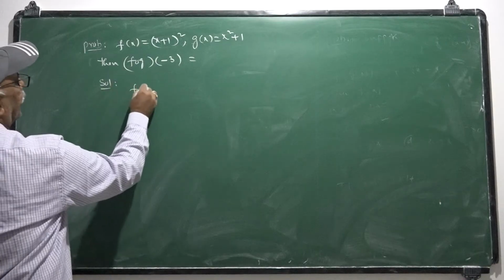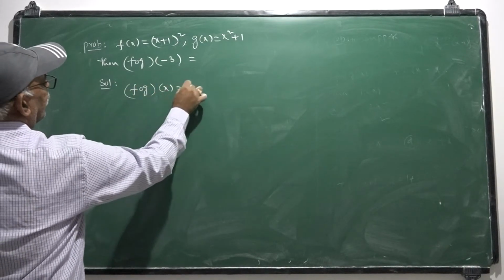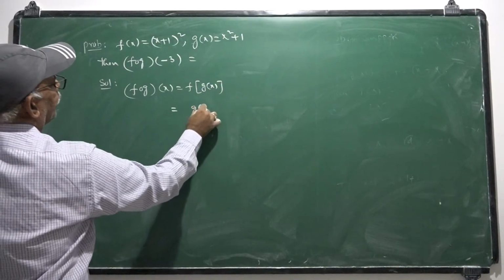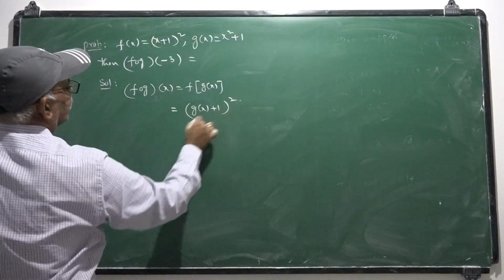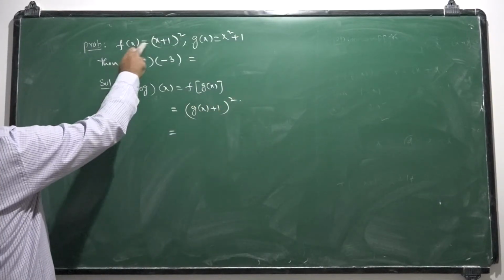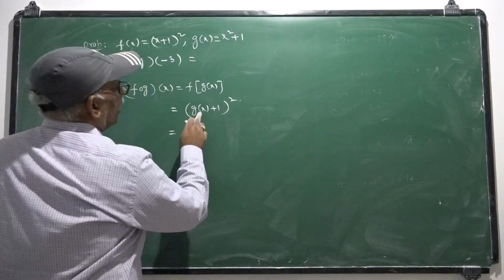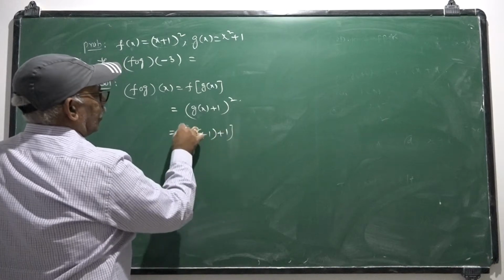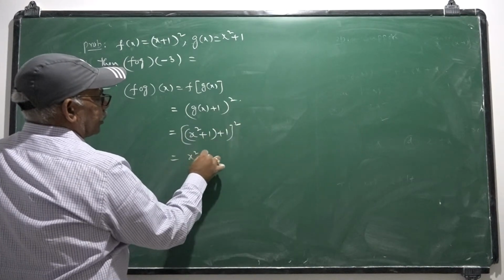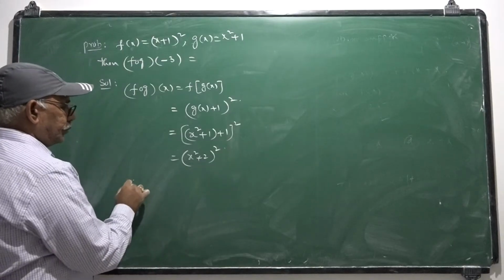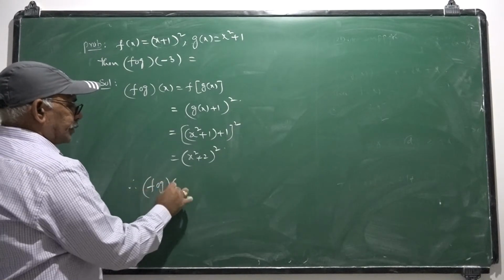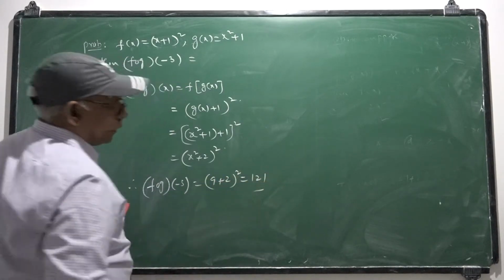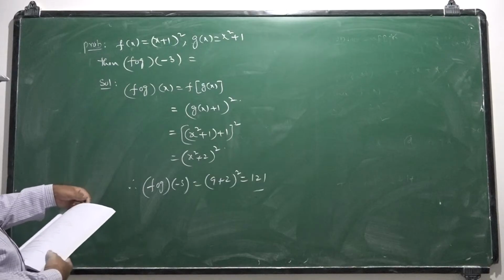Let us consider f circle g of x here. F of g of x is (g(x) plus 1) whole square. Replacing x with g(x), we get (g(x) plus 1) whole square. Whereas g(x) is x square plus 1, so (x square plus 1 plus 1) whole square. So (x square plus 2) whole square. Hence f circle g of minus 3 is (9 plus 2) whole square, 121. The required value is 121.